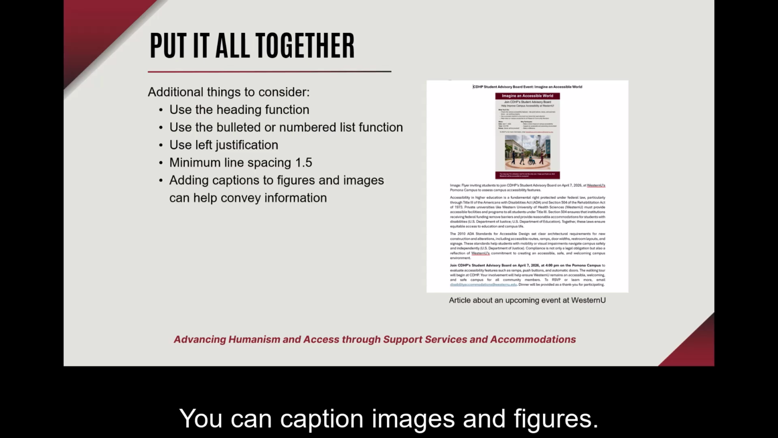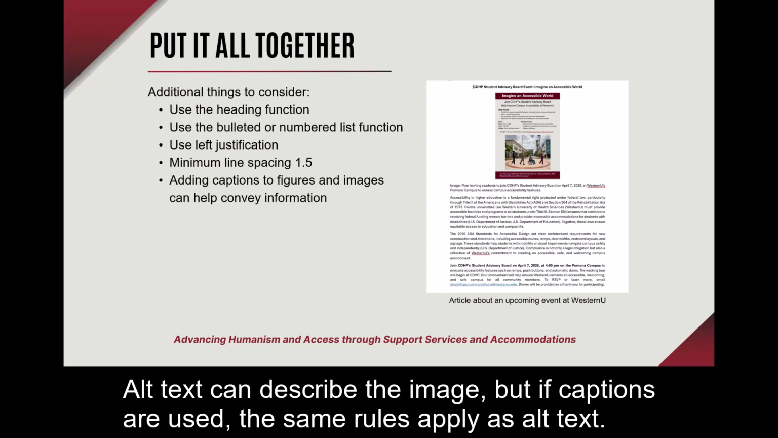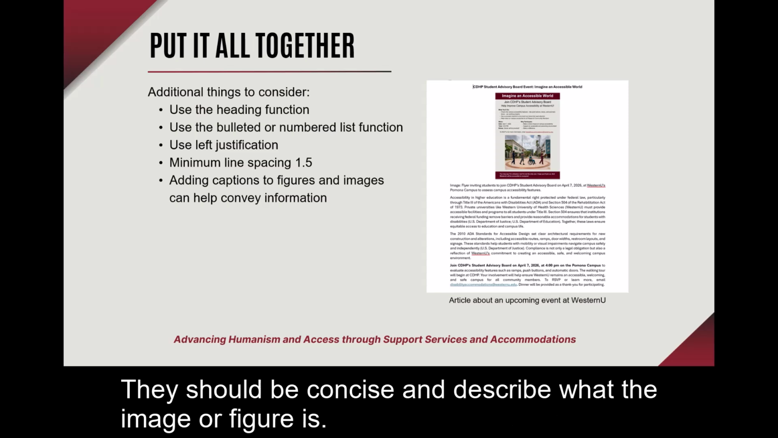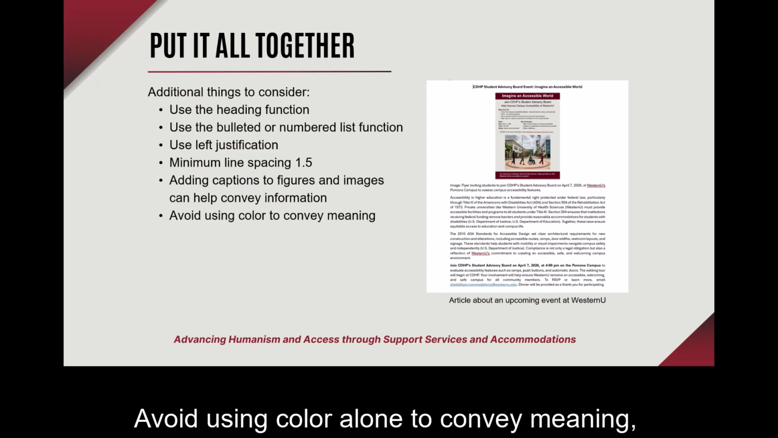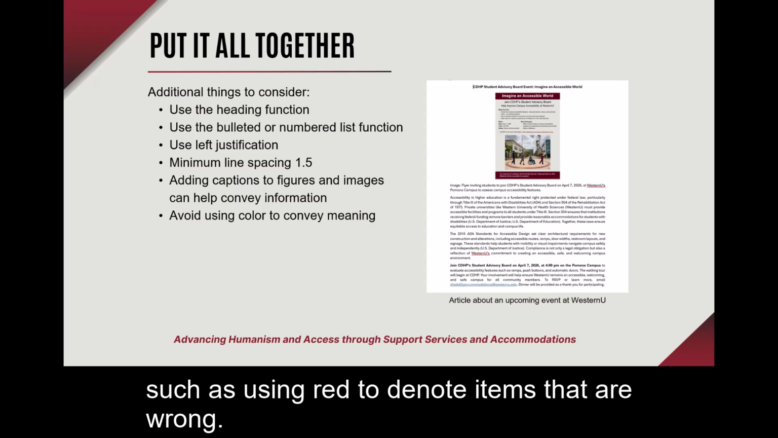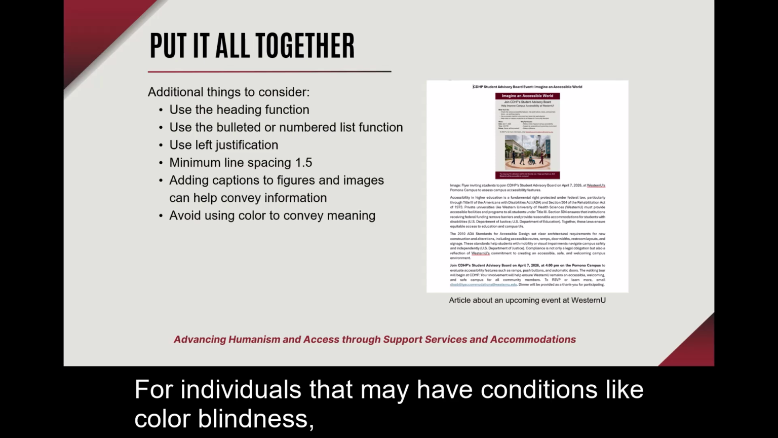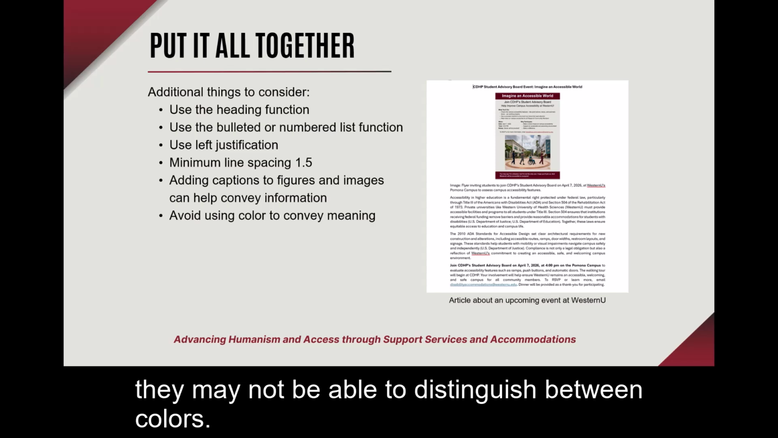You can caption images and figures. Alt text can describe the image, but if captions are used, the same rules apply as alt text. They should be concise and describe what the image or figure is. Avoid using color alone to convey meaning, such as using red to denote items that are wrong. For individuals that may have conditions like color blindness, they may not be able to distinguish between colors.